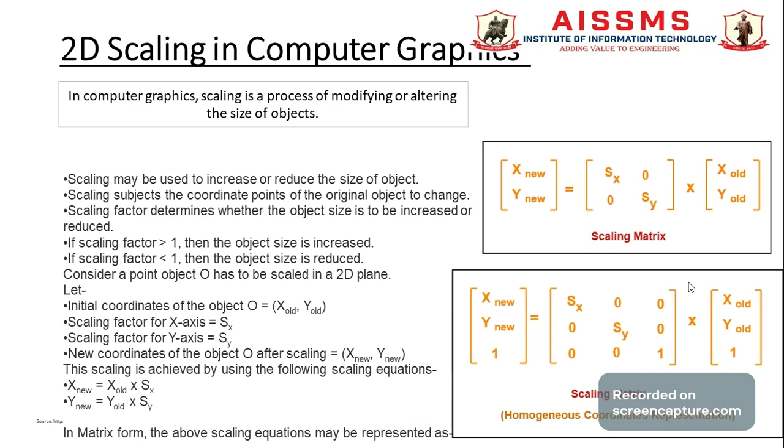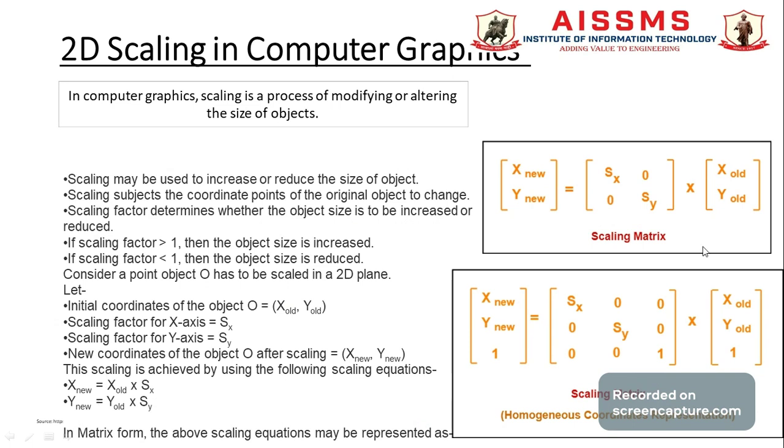Now we have to find out the new coordinates after the scaling transformation. The new coordinates of the object will be x new and y new. When achieving your scaling transformation, you use the following scaling equations: x new equals x old into the scaling factor sx related to the x coordinate, and similarly y new equals y old into the scaling factor sy of the y coordinate. This is how the equation is generated after performing this scaling.